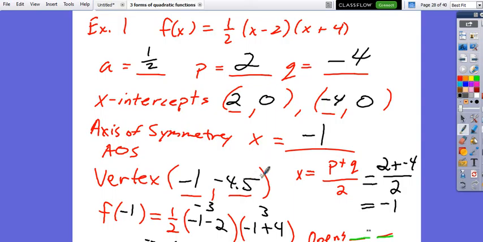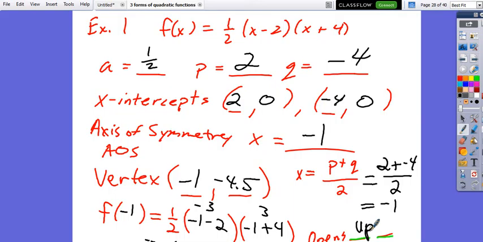So we've got our vertex, we've got our axis of symmetry, we've got our x-intercepts. The only other thing we're going to answer is whether it opens up or down. Does this open up or down? It opens up because the a value is positive, just like with the other forms of the functions.